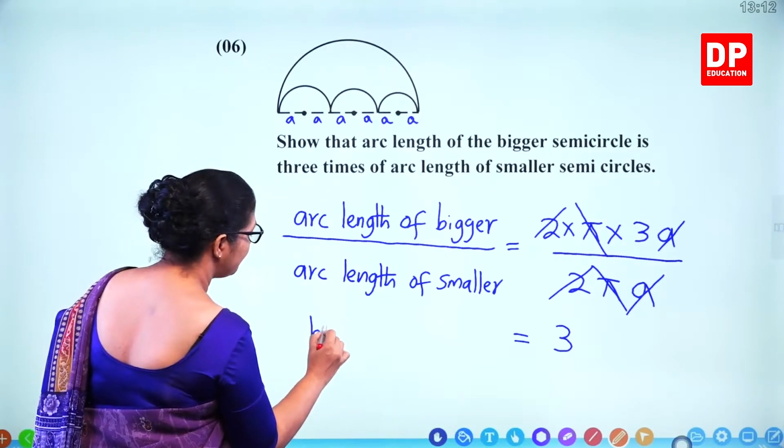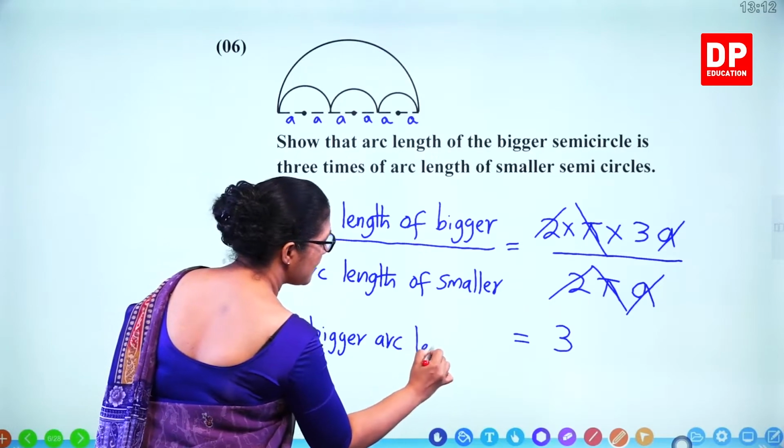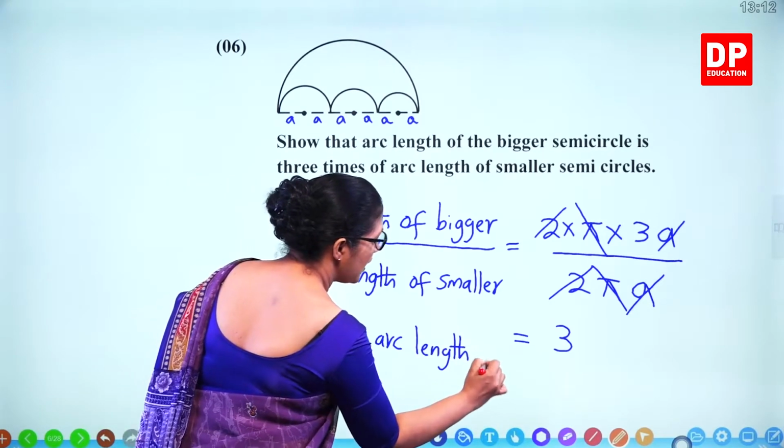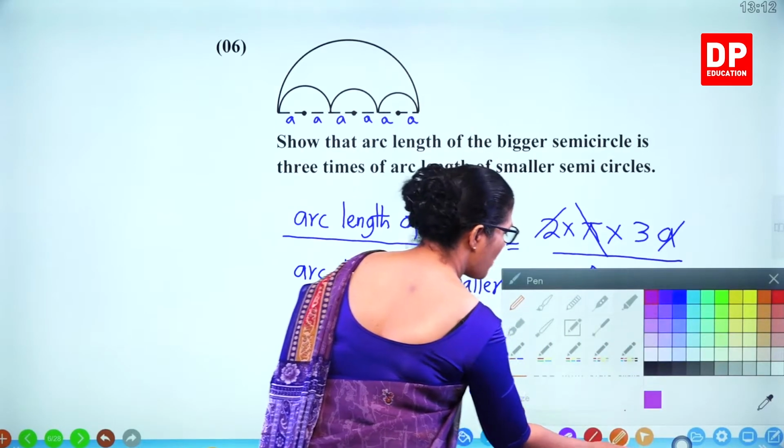So bigger arc length is 3 times the smaller arc length. So 2 marks for that.